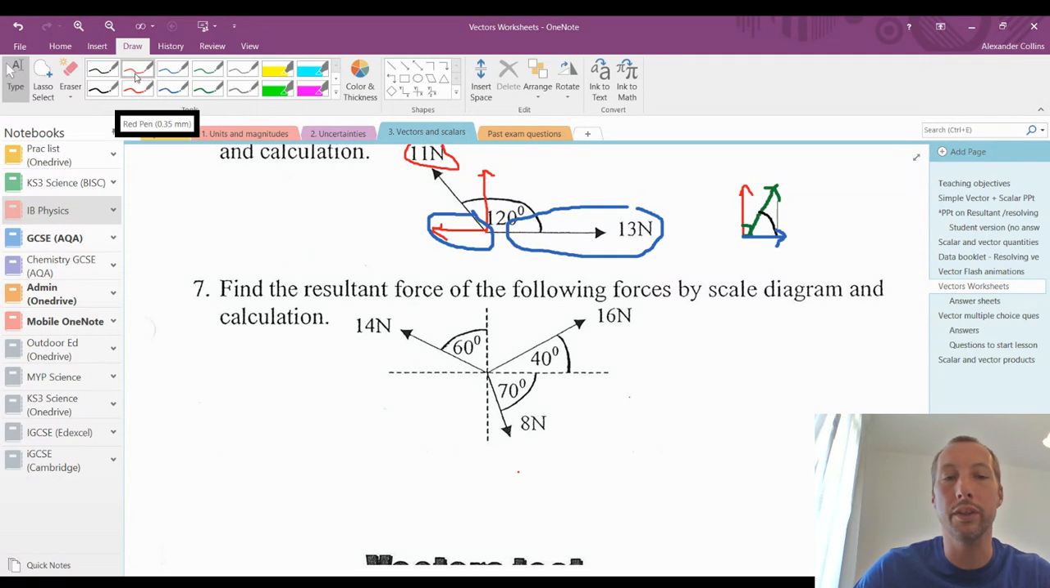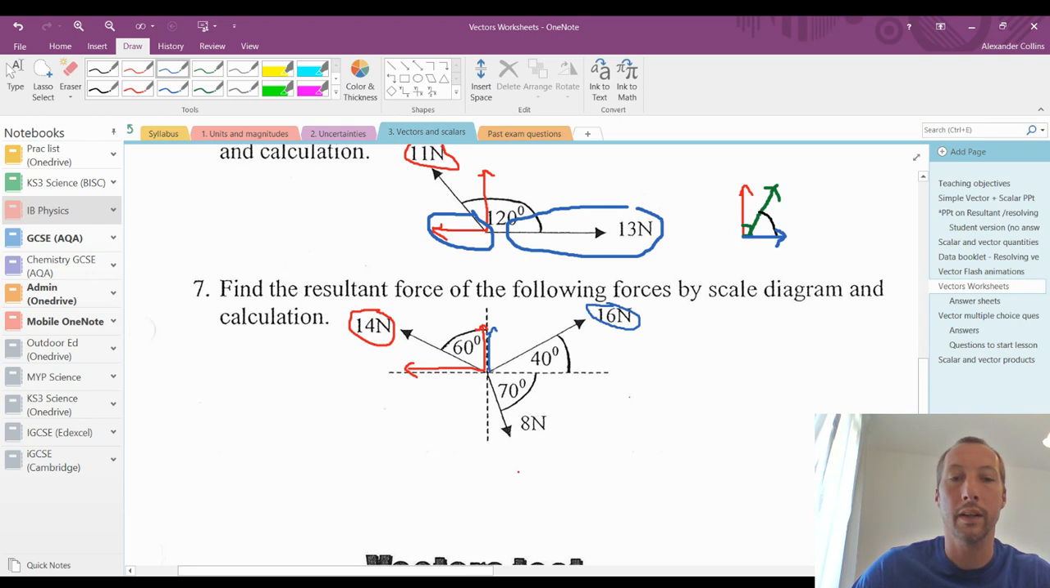So what you've got to do is break down each force into its vertical and horizontal components. Okay, so you're going to have to do 6 calculations here. So let's start off with the 14 Newton force. Okay, you need to break this down into its vertical part and its horizontal part. And then you're going to move on and do the same with the 16 Newton force. You need to know its vertical part and its horizontal part. And then you're going to do the same with the 8 Newton force.